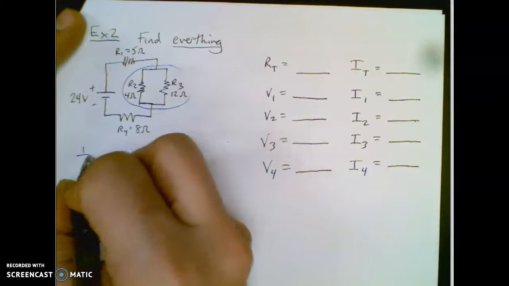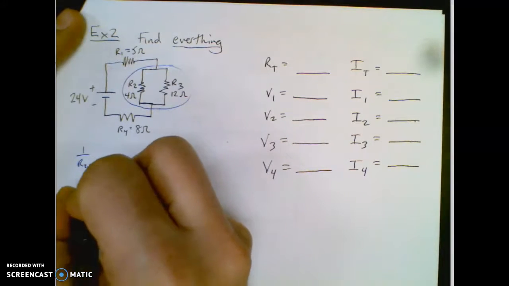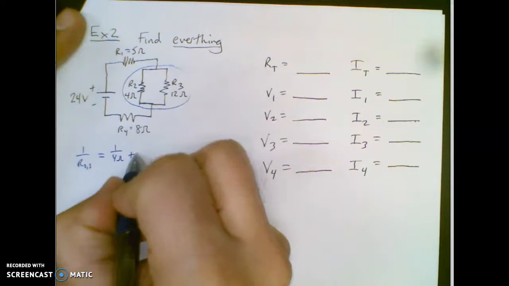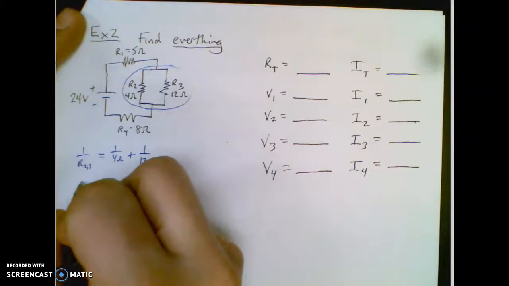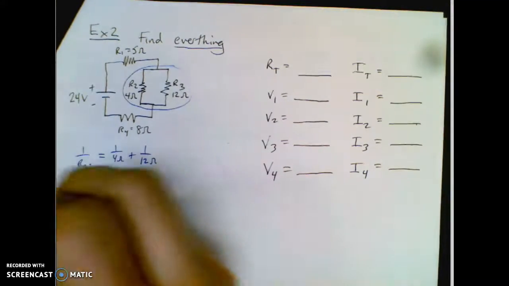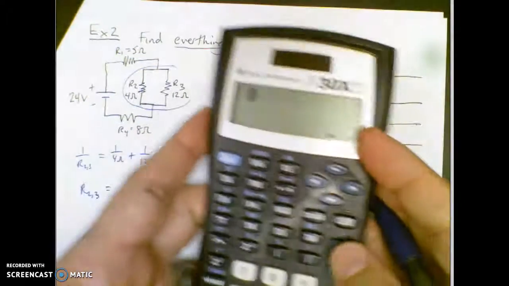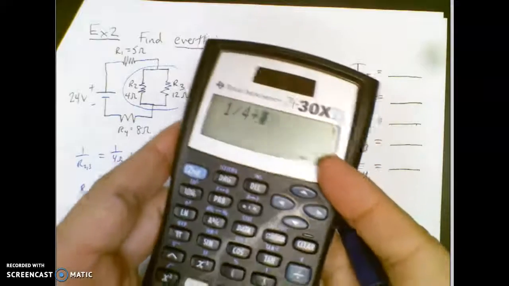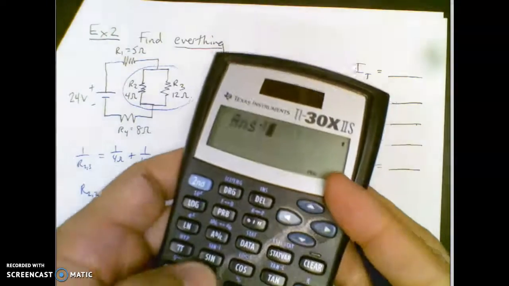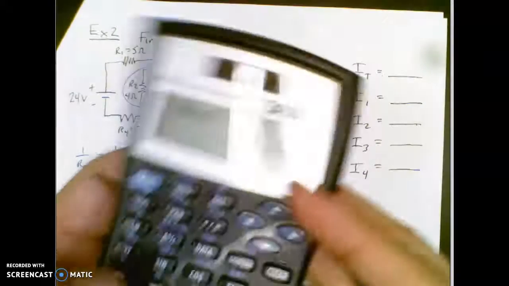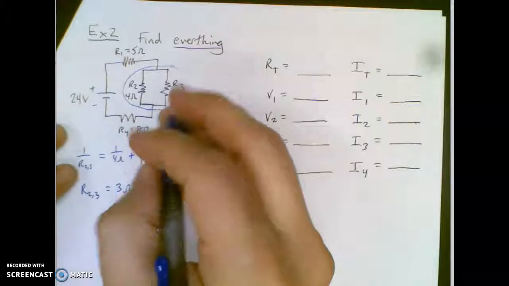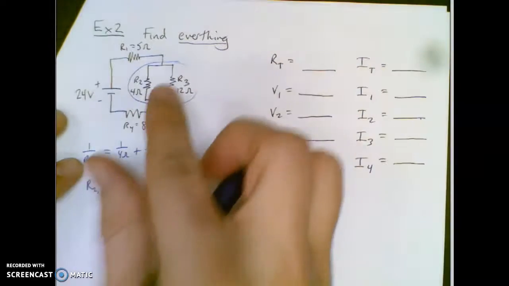So I'm going to do 1 over resistor 2,3 equals 1 over 4 ohms plus 1 over 12 ohms. Okay, so when I do the whole 1 over thing, I can show you that. I can do 1 over 4 plus 1 over 12 equals, and then I use my -1 button to flip it. So we get 3 ohms. All right, so those two guys together are equivalent to a single 3 ohm resistor.